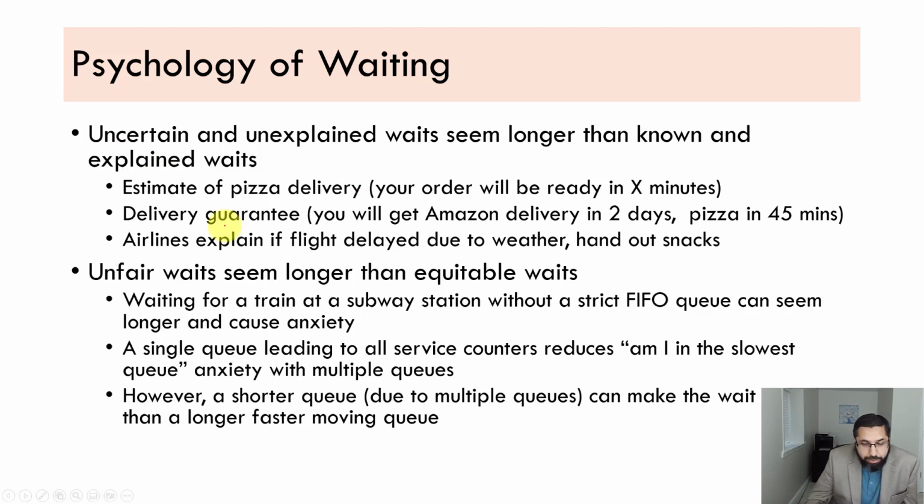And so setting up a nice FIFO queue with barriers or something can also help reduce people's anxiety because they know they are going to be served in the right order in a fair manner. Shorter queues can also make the wait seem less long. So sometimes you have multiple queues rather than one long snaky queue, even though the long snaky queue will move faster.